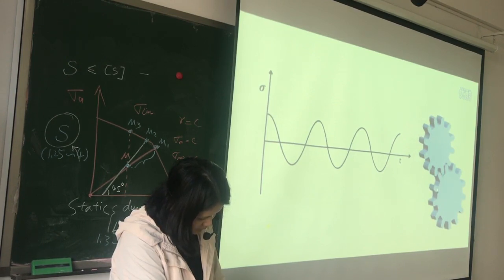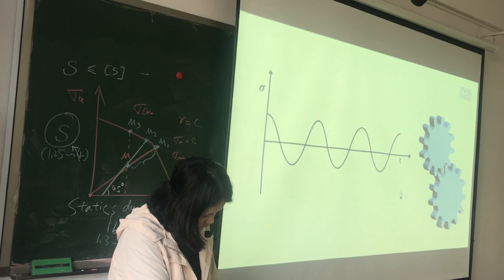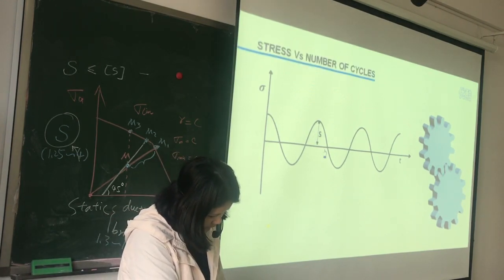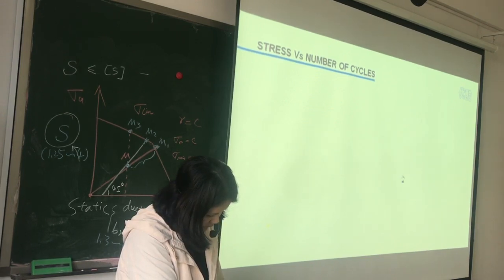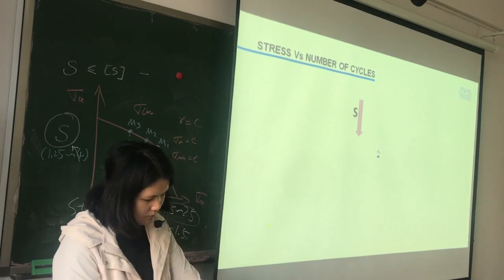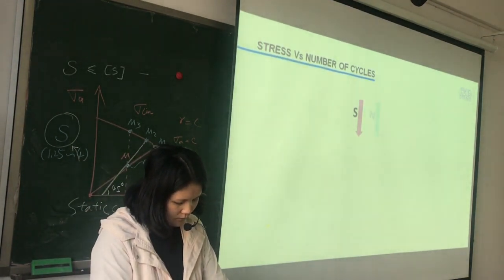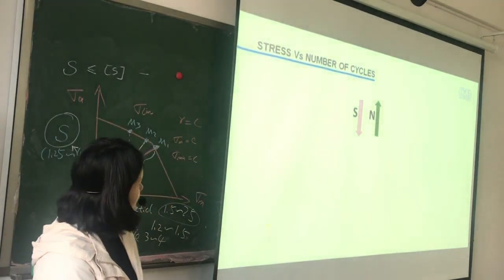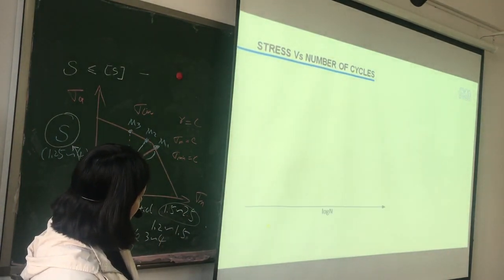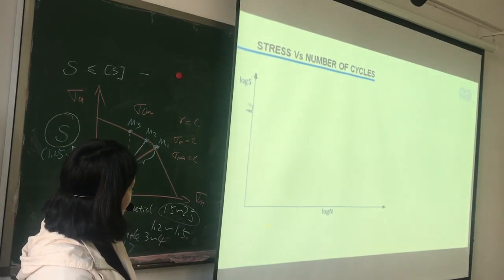Now, the most important part in fatigue analysis: the relationship between stress amplitude and the number of cycles it can execute before it fails. What will happen as stress amplitude decreases? Yes, you are right. As stress amplitude decreases, the number of cycles required for failure increases. Anyway, we will analyze this trend more systematically. We will draw number of cycles on the x-axis and stress amplitude on the y-axis, both in logarithmic scale.